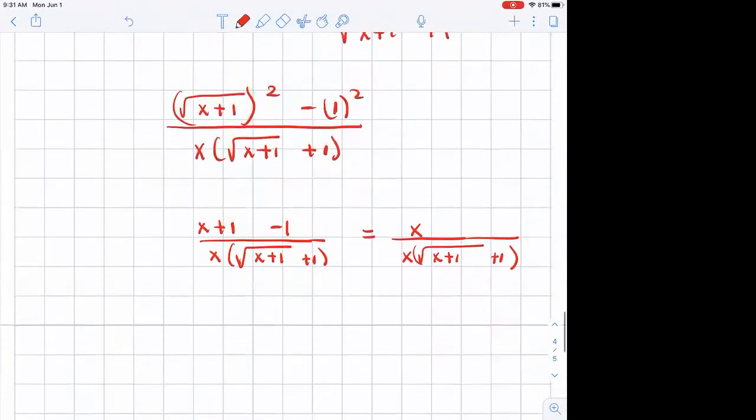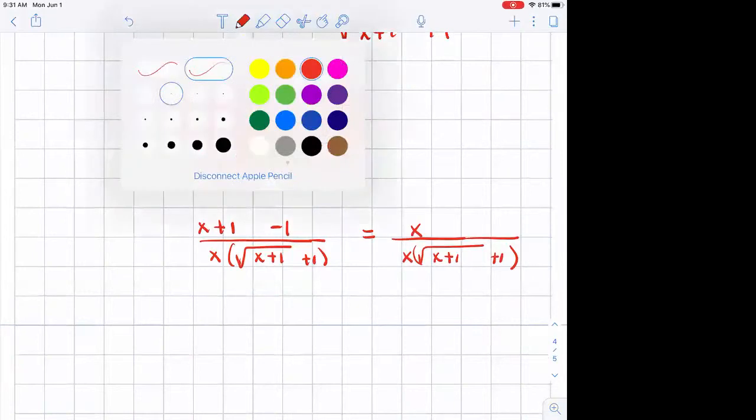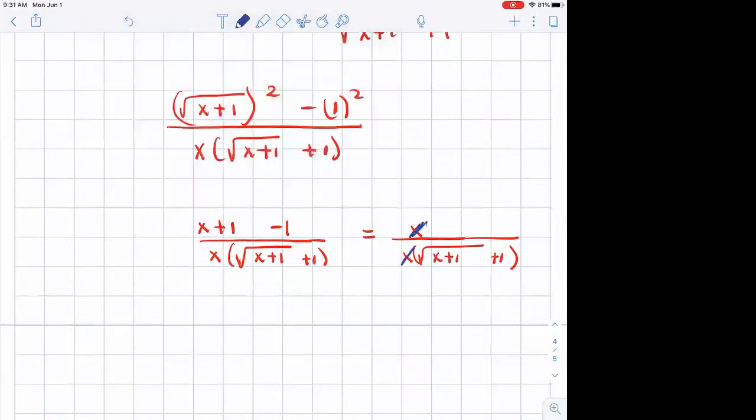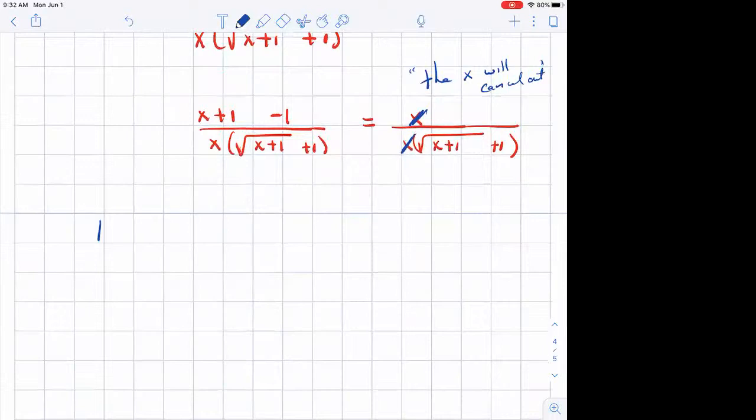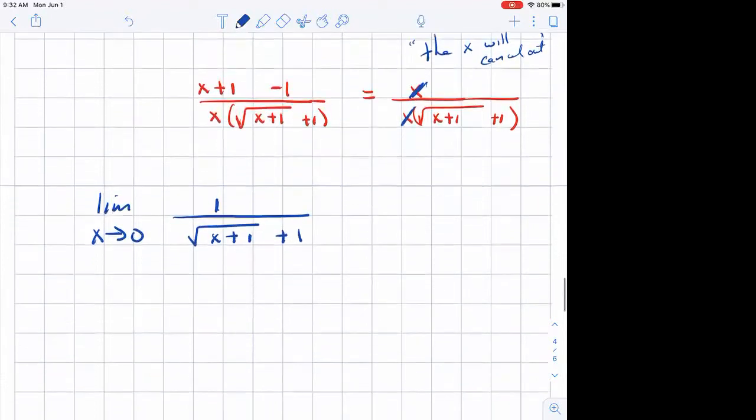Now notice what happened. I didn't try to multiply out the bottom. Notice in the top now, the x will cancel out with the x on the bottom, as we say when we speak. So what are you left with? You're now left with the limit as x approaches 0 of 1 over the square root of x plus 1 plus 1. And now try algebra.